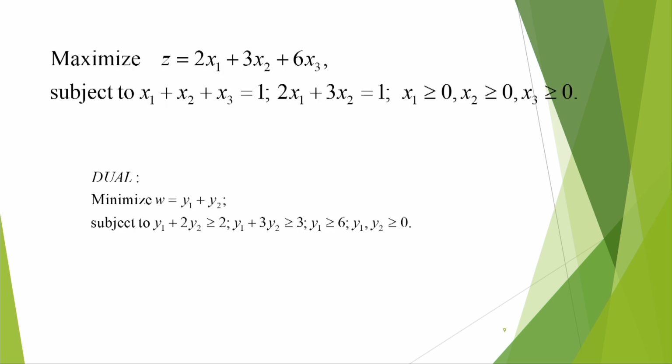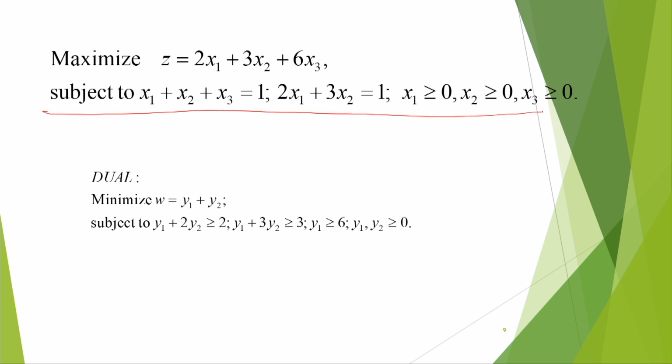So similarly you can have another type of problem. Suppose you have maximize z is equal to 2x1 plus 3x2 plus 6x3, subject to x1 plus x2 plus x3 is equal to 1, 2x1 plus 3x2 is equal to 1, and x1 greater than or equal to 0, x2 greater than or equal to 0, x3 greater than or equal to 0. Suppose I want to make the dual form.